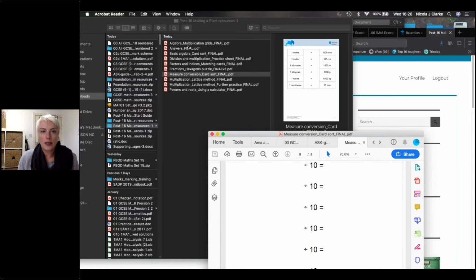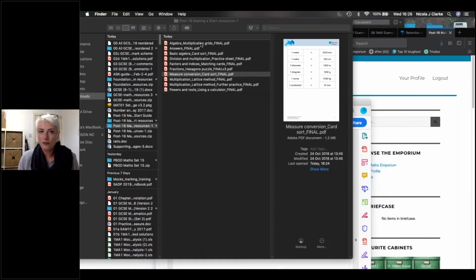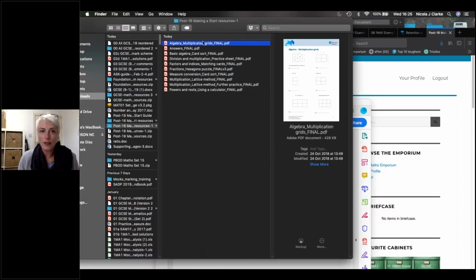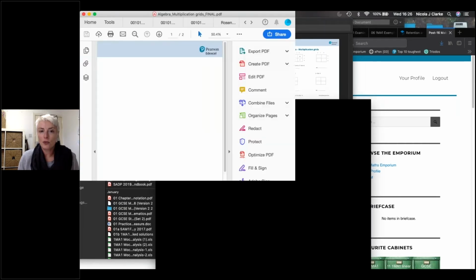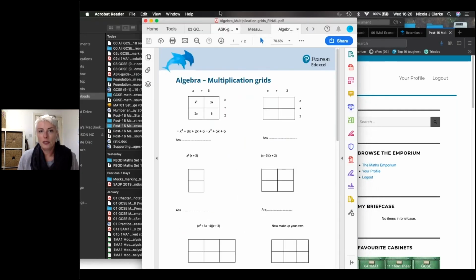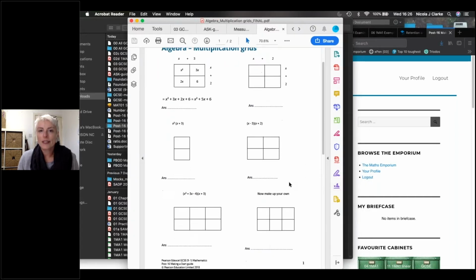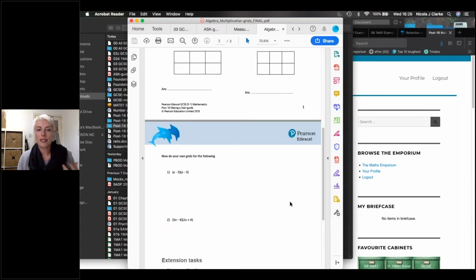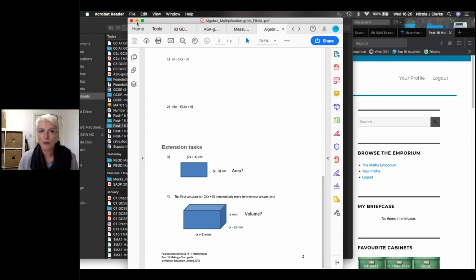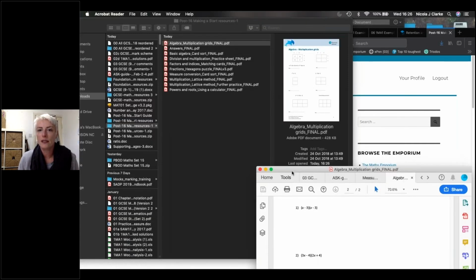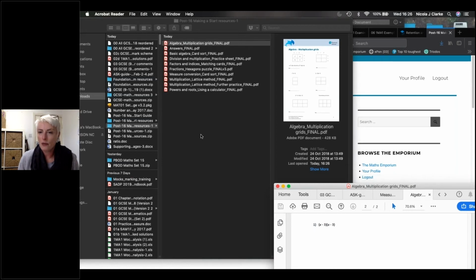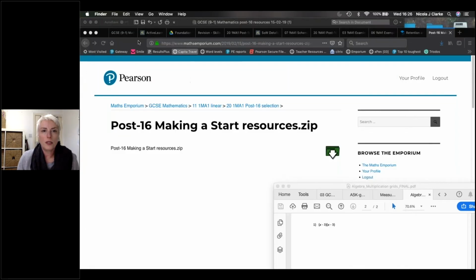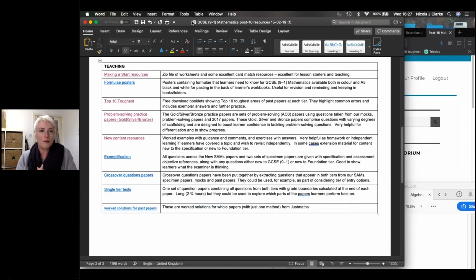There's some other card sorts and ideas, different methods that you might be familiar with, or your learners might be more familiar with. These are all freely available on the Emporium within that post-16 cabinet. So there's some designing, some extensions. They're just really useful, practical, and tailored to the post-16 areas that we know we need to focus on. So those are really helpful.